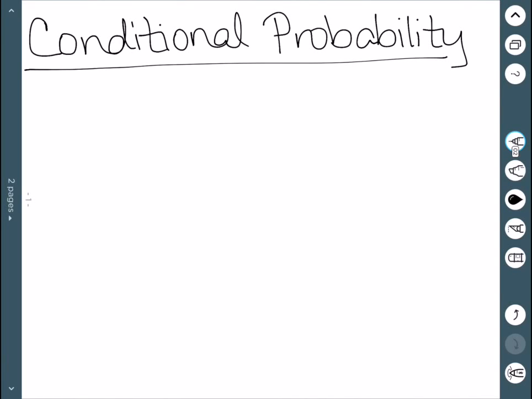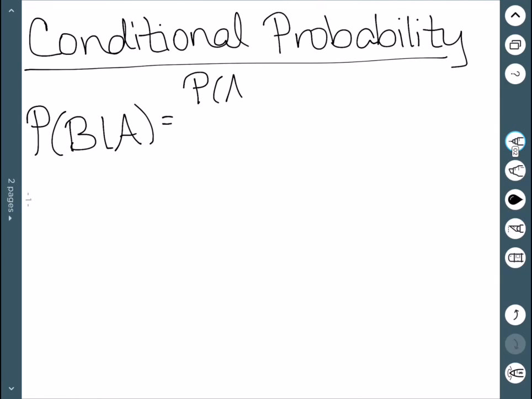We'll now look at how to find conditional probability. If you'll recall from our video on dependent events in the multiplication rule, we had this notation for conditional probability, which means the probability of B given A. We're going to assume we know A happened and try to find the probability of B. This results from the probability of both A and B happening together divided by the probability of A.